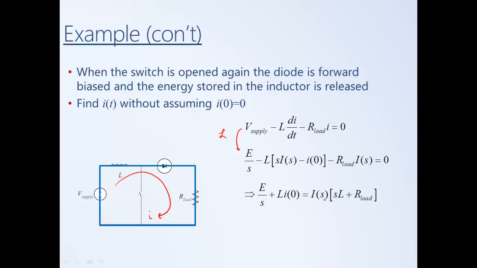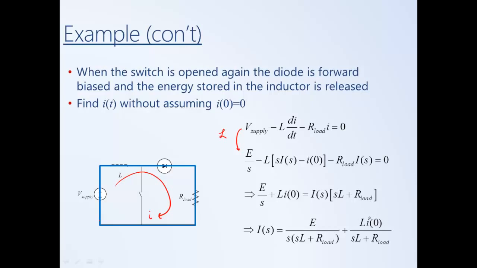On the other side, we can factor out the I of s. So I of s multiplies the quantity S times L plus R load. And then to finish solving for I of s, we simply divide through by the quantity S times L plus R load. And that gives us this expression for I of s. Once we have I of s, the last step is then to take the inverse Laplace transform.